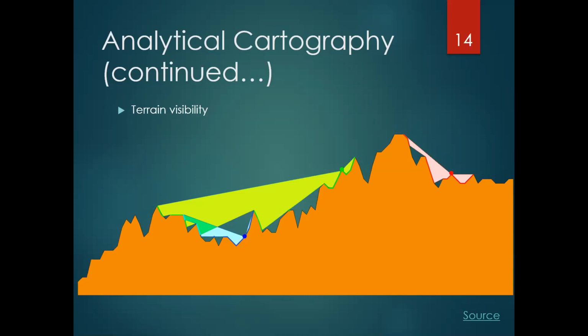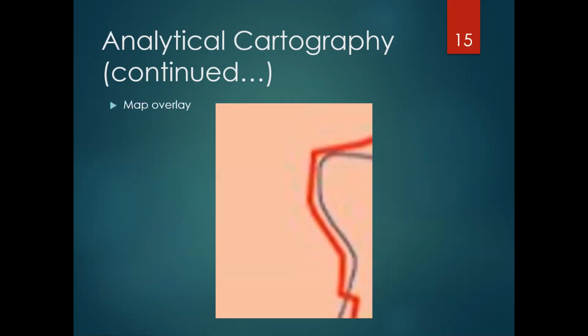So that's terrain visibility. So next one, map overlay. This is an application of cartography when you're trying to overlay 2 or even more maps.